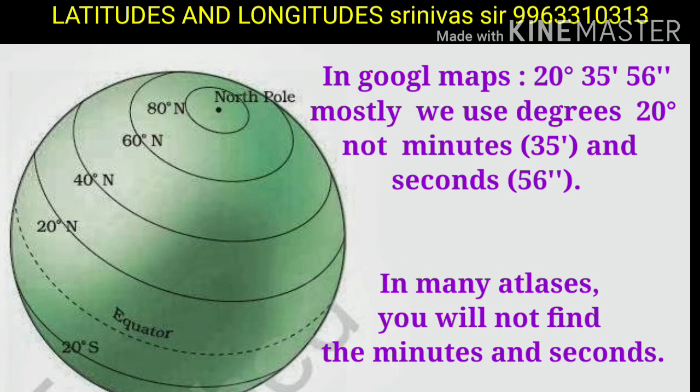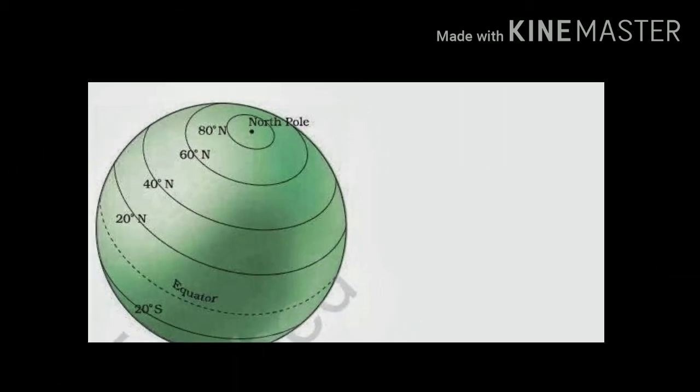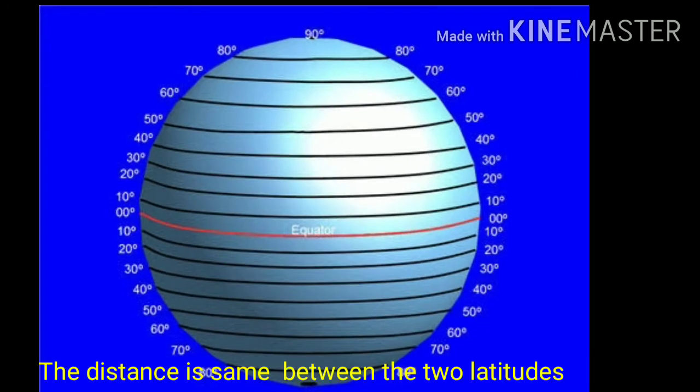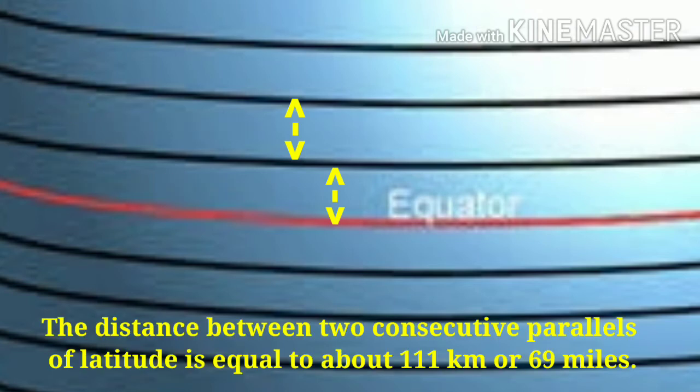In Google Maps, we can see 20 degrees 35 minutes 56 seconds, but in our school atlas we can use only 20 degrees. We do not use minutes and seconds. In many atlases, you will not find the minutes and seconds. The distance is the same between two latitudes. The distance between two consecutive parallels of latitude is equal to about 111 kilometers or 69 miles.